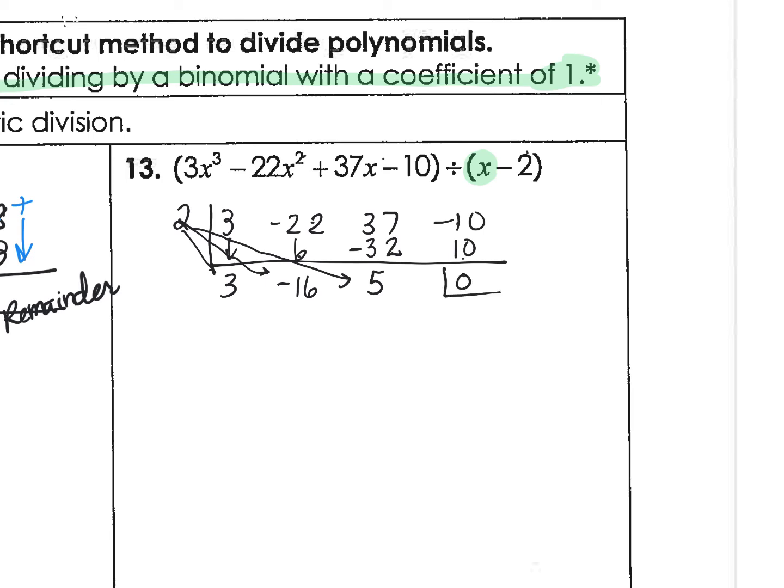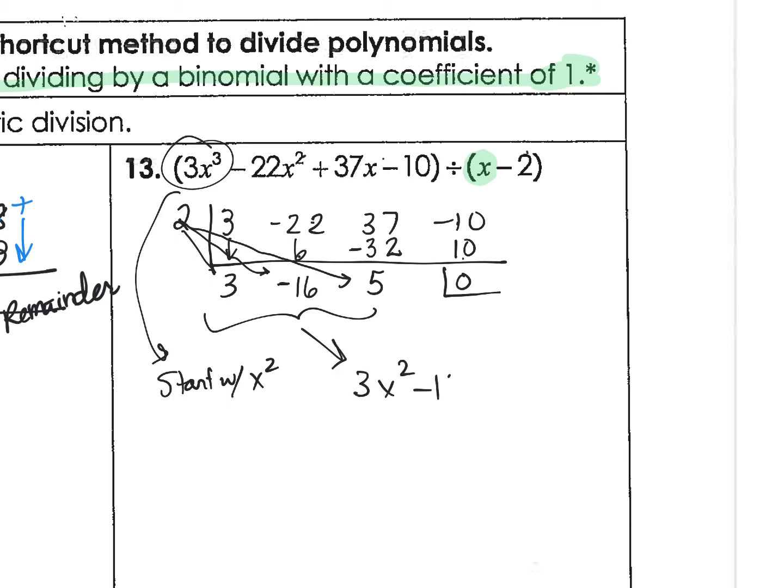Boom. All right. So how does this work? Well, this is 3x cubed, so we're going to go down by 1, and we're going to start with x squared. So this becomes 3x squared minus 16x plus 5. No remainder, so this is how it ends.